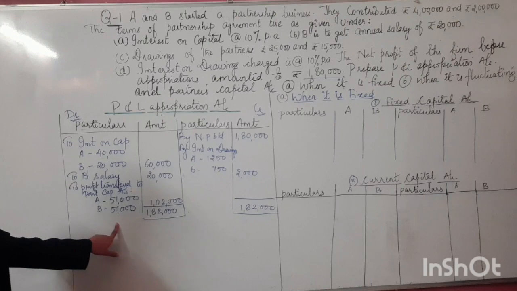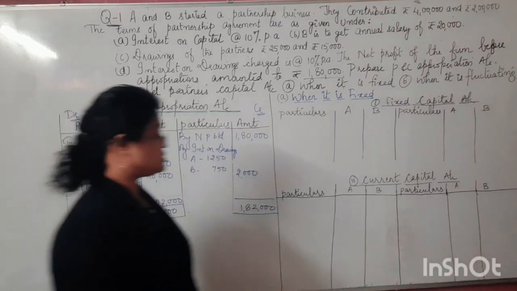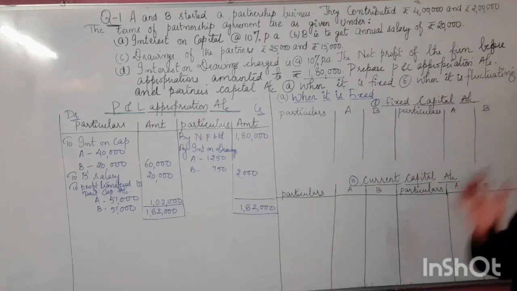What we got here is the profit which is to be transferred to the partners' capital account. Now in the same question, let us make the fixed partners' capital account. Okay children, we have already seen the format of the fixed capital account.